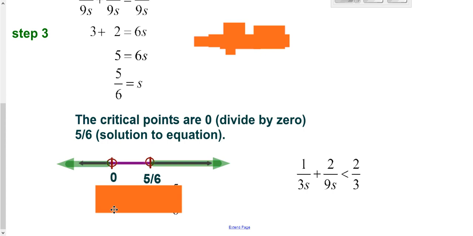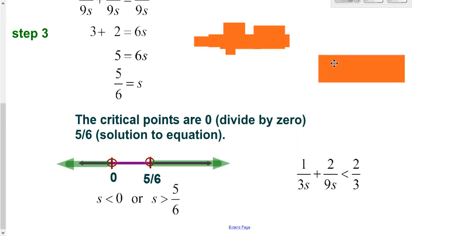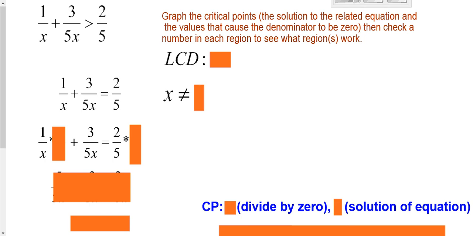Here we have S is less than 0. Then it's two separate inequalities. We join it with an OR statement. So then we write this one here: S is greater than 5/6. With that in mind, go ahead and try this one. So pause the video and then watch it quickly at the end to see if you got it right.